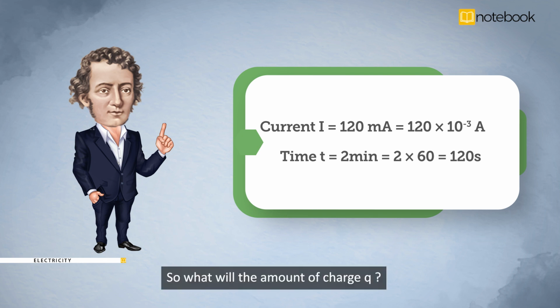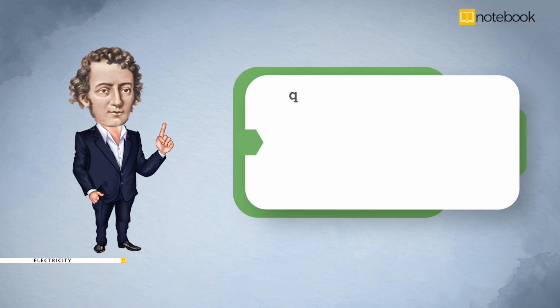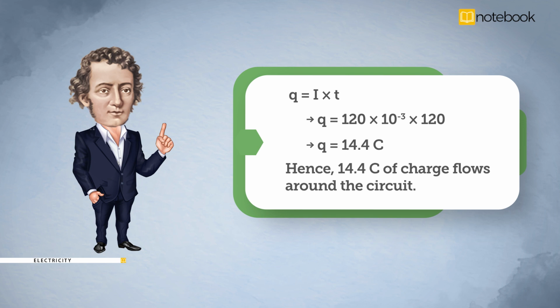So, what will be the amount of charge Q? We know that Q is equal to I into t. Q is equal to 120 into 10 to the power minus 3 into 120. Q is equal to 14.4 C. Hence, 14.4 C of charge flows around the circuit.